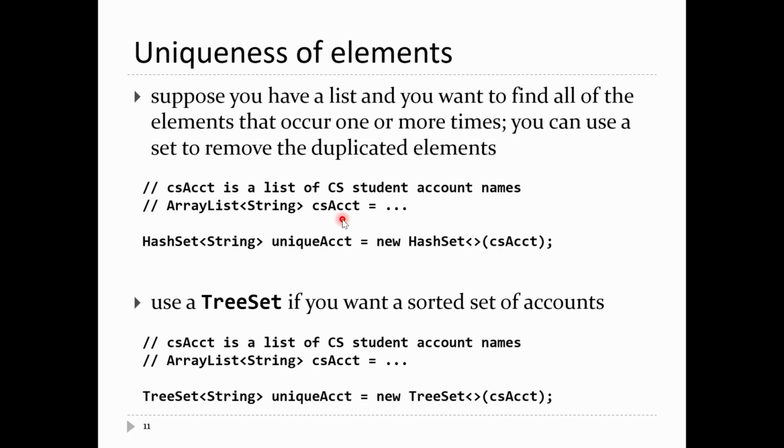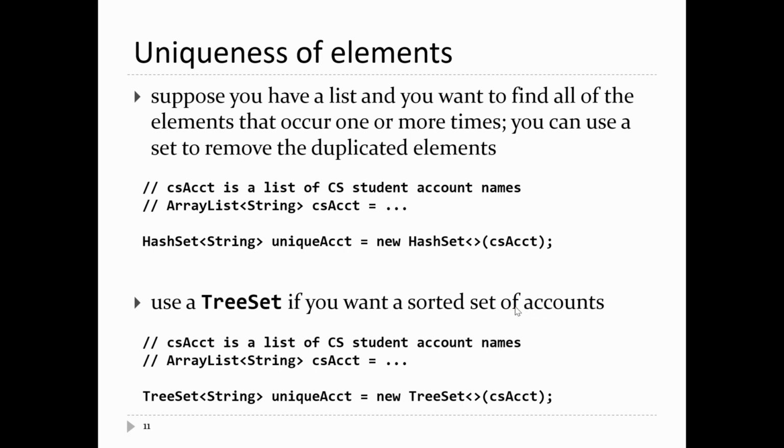Here I have a list of student account names. These would be your email addresses, for example. If I want to remove all the duplicates from this list, I can just make a set and pass in the list. Sets will accept lists as inputs: the set constructors will accept lists. It just looks at every element in the list and tries to add it to the set. Whenever it finds a duplicate element, it refuses to add the duplicate to the set. And so then you end up with the list of unique account names.